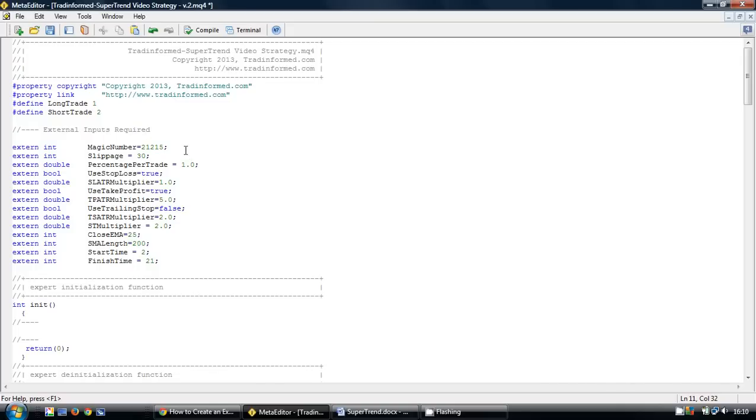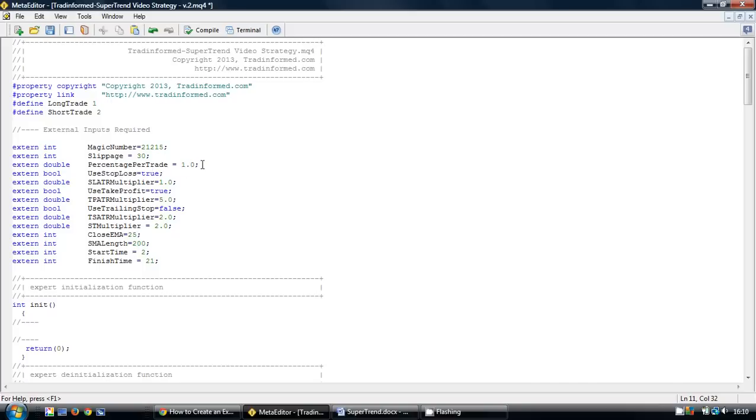We're using extern again, but this time we're using a double. Double refers to a real number that has a decimal point in it. So 1.5 would be a double type number, as would be 1.3145.